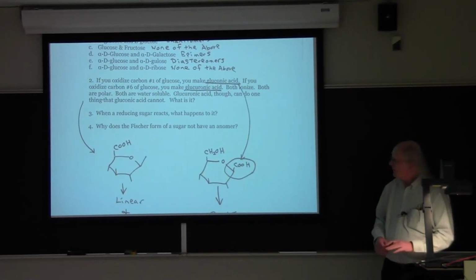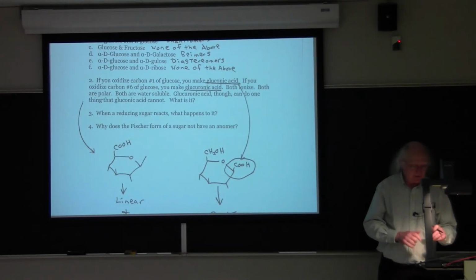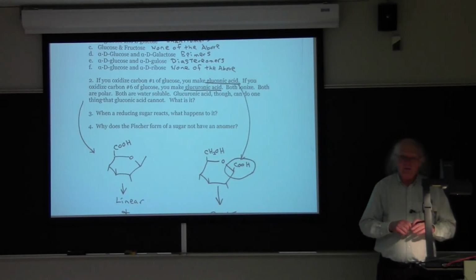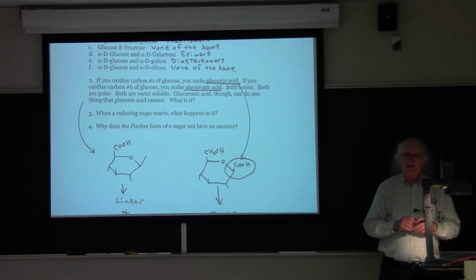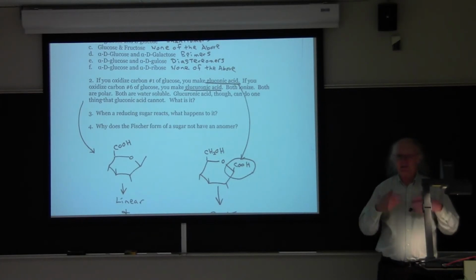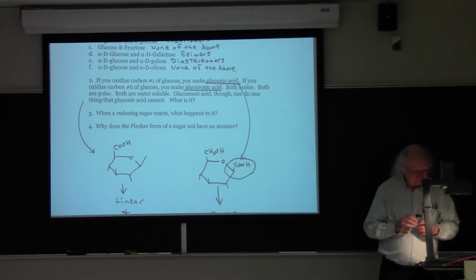Question number 3 says that when a reducing sugar reacts, what happens to it? Well, this is important to remember. A reducing sugar is called a reducing sugar because it is readily oxidized. And it is a reducing sugar in that it is reducing something else. So a reducing sugar gets its name from the fact that it gives up electrons to something else. And in giving up those electrons, it is reducing something, which is why it's called a reducing sugar. But in the process of giving up its electrons, a reducing sugar is oxidized.